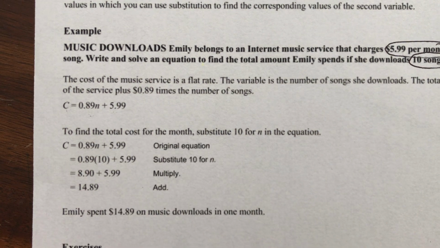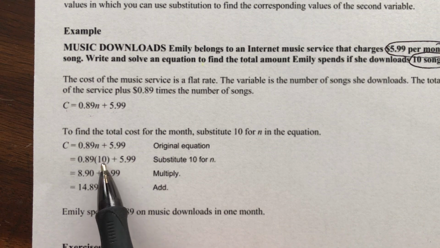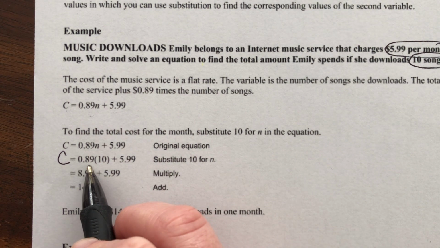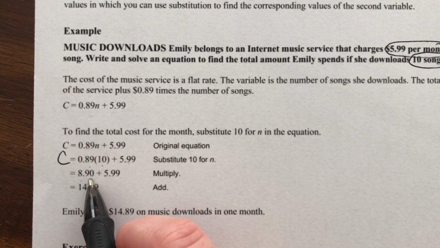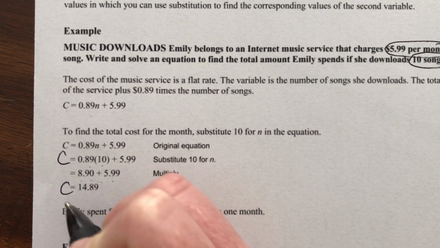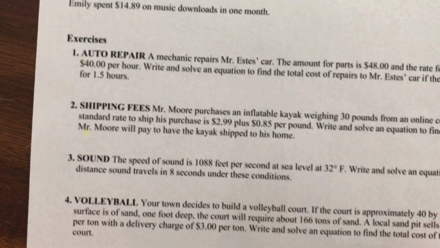So now we want to plug in how many songs that she downloaded. She downloaded 10. So here they plugged in a 10 for the number of songs. So total cost equals 89 cents per song times 10 songs plus $5.99. That's $8.90 plus $5.99. When we add it together, we get $14.89. So total cost equals $14.89. And they wrote it out here. She spent $14.89 on music downloads this month. So that's all we're doing here for these word problems.